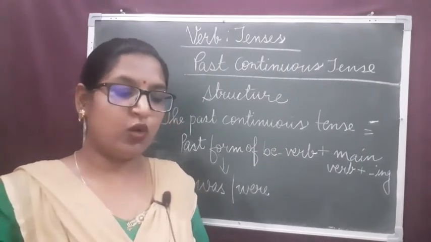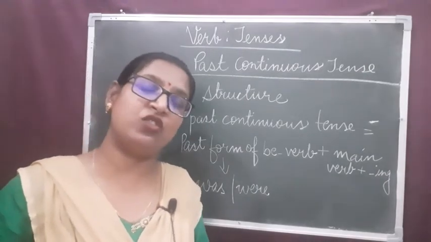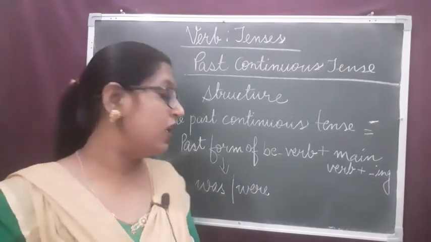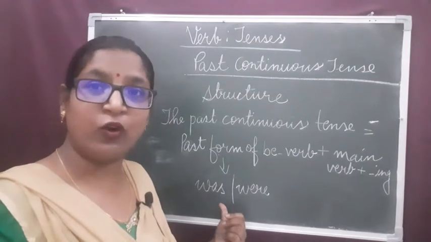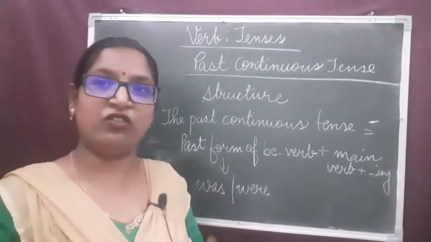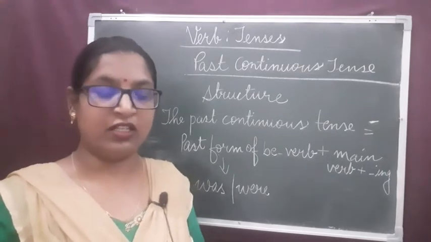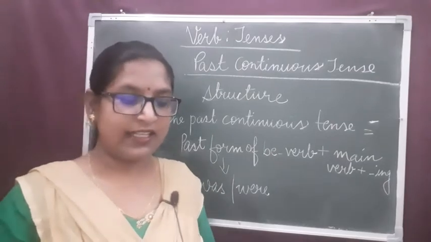Simran was driving my car last week. Simran is a singular subject, so we have used the helping verb was. Driving: drive is the main verb, and we add ing with it. So, Simran was driving my car last week.